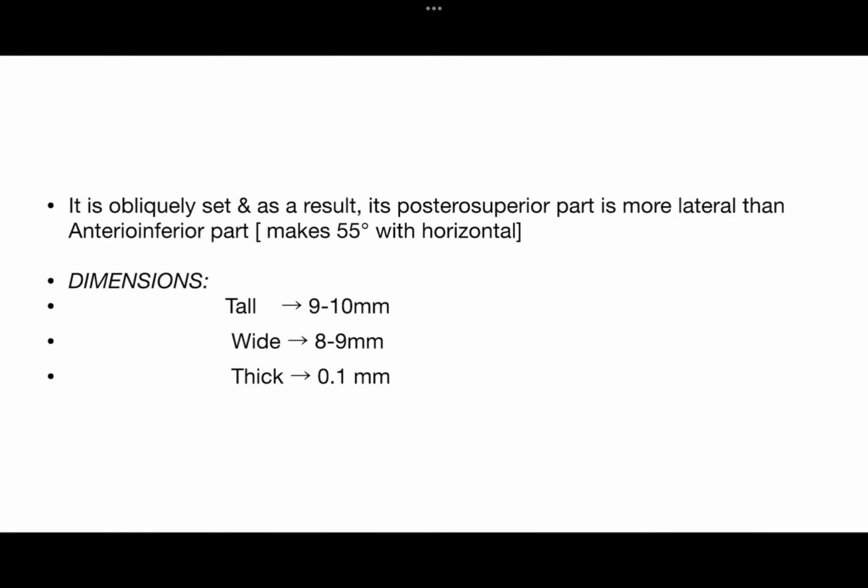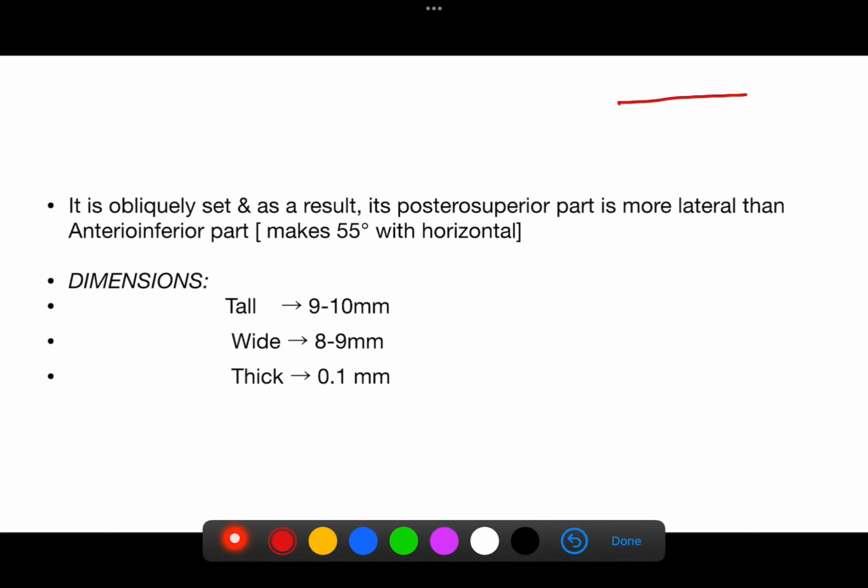It is obliquely set, and as a result its posterior superior part is more lateral than the anterior inferior part, as it makes 55 degrees with the horizontal. And the dimensions are tall, wide, thick. As you see, this is the tympanic membrane and the external auditory canal. The tympanic membrane is placed obliquely so that it makes 55 degrees with the horizontal, so its posterior superior part is more lateral than the anterior inferior part. Okay, this explains the point.